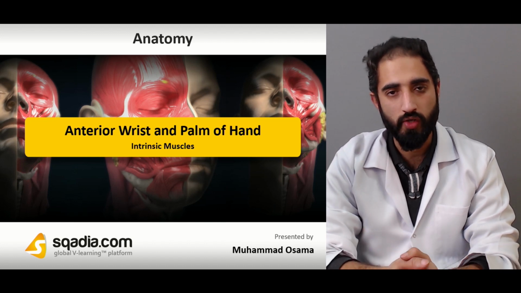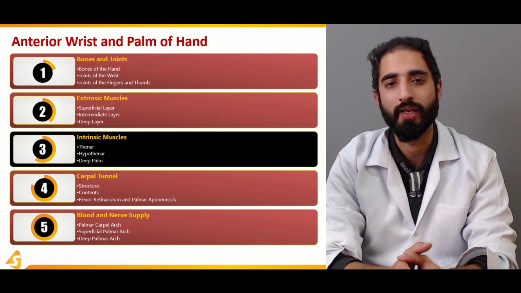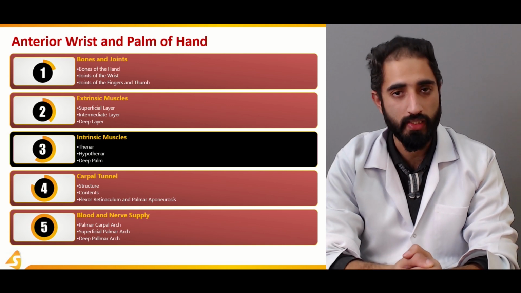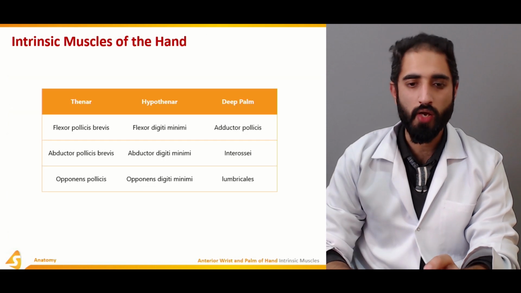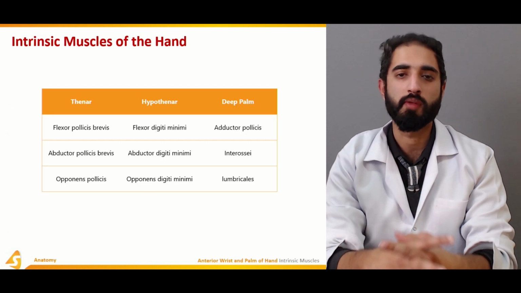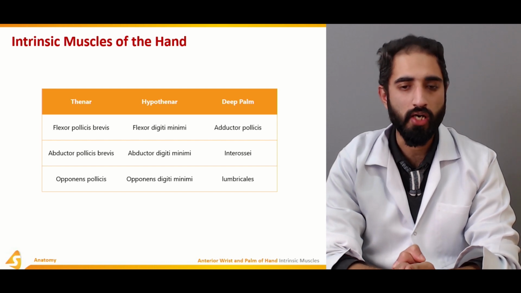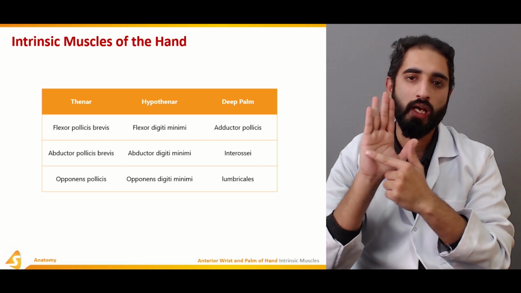So these muscles are actually known as the intrinsic muscles of the hand, and they are also divided into three major categories. One are the thenar muscles, the hypothenar muscles, and the deep palm muscles. So let's start off with the names of the muscles which are in these three groups. So talking about the thenar muscles, this area is actually the thenar and this is the hypothenar.